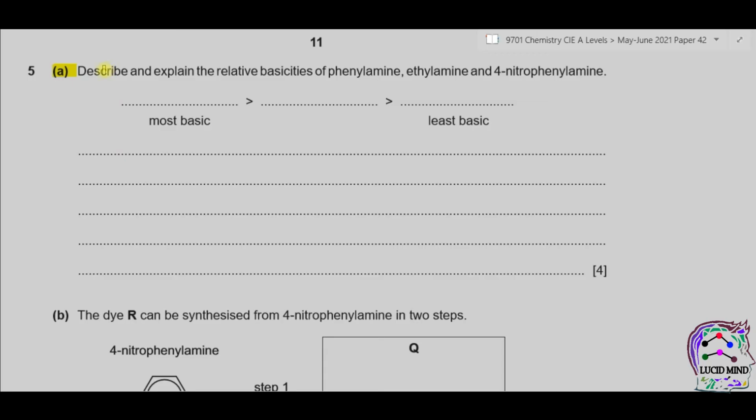Question number 5, part A. Describe and explain the relative basicities of phenylamine, ethylamine and 4-nitrophenylamine. We have different amines. One is phenylamine. Phenyl means it is attached to benzene ring.